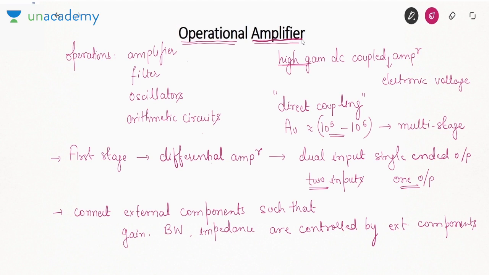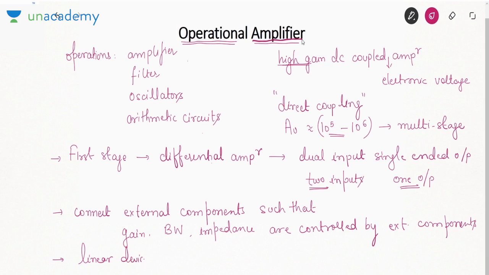Like I want to have a desired value of gain. I don't want the exact value of gain to be 10 to the power 5 or 10 to the power 6. Okay, I don't want that to happen. So in order to do that, we have to connect external components such that gain is a function of the value of external components.